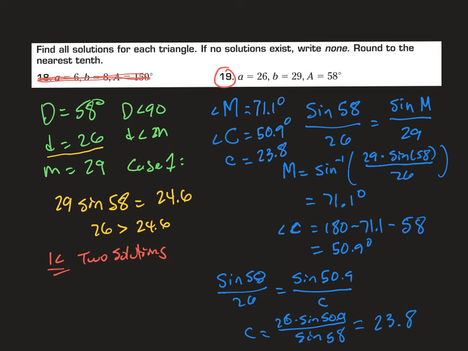Okay, so unfortunately, all that work and all we've done is find one of the solutions. So one of the solutions is a triangle that has the angles 58, 71.1, and 50.9, and sides 26, 29, and 23.8. There is one other triangle that meets this list of information as well. And so we need to also talk about that one, and we'll do that on the next slide.